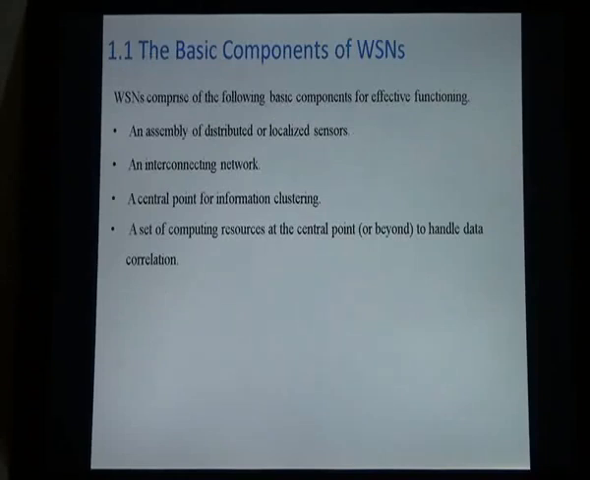As far as the basic components of wireless sensor networks are concerned, they contain an assembly of localized sensors. The assembly of localized sensors forms an interconnecting network. They create a central point for information clustering, and lastly, the computation is done at a central point or server, which handles the collected data from all the sensor nodes.